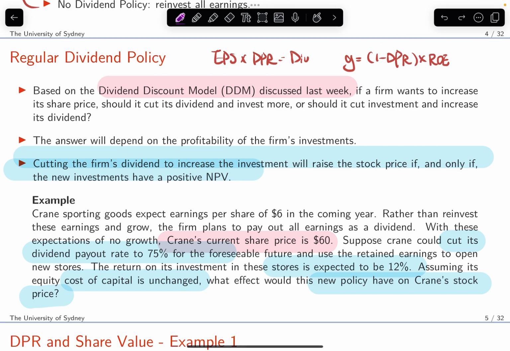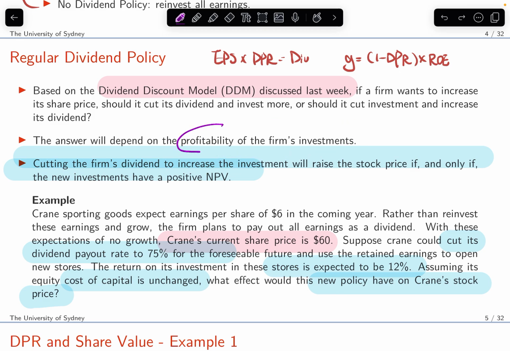So based on the dividend discount model we talked about last week, a firm may want to increase its share price. It may want to cut or increase the dividends paid. For example, if the return on equity is much higher than the cost of equity, then you may want to retain the free cash flow to reinvest rather than pay it out to investors, because that will increase shareholder value. So the answer would depend on the profitability of the firm's investment.